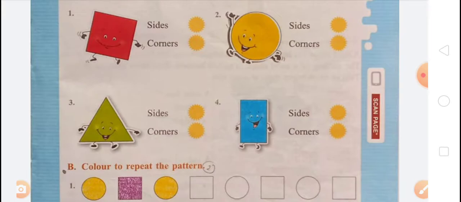In the third, there is a triangle, and we have to write the number of sides and the number of corners. We know that in a triangle there are 3 sides and 3 corners, so the number of sides is 3 and the number of corners is 3. The next one is a rectangle, and we know that the rectangle has 4 sides and 4 corners, so the number of sides is 4 and the number of corners is 4 also.